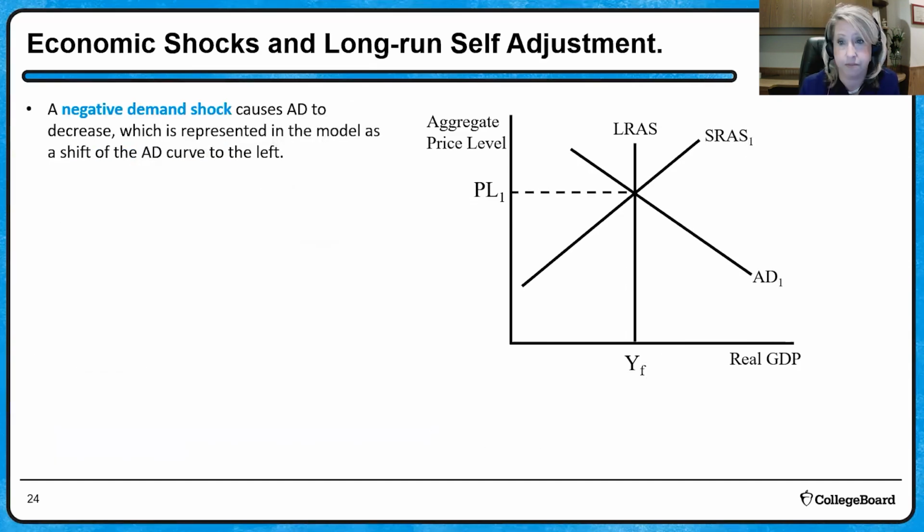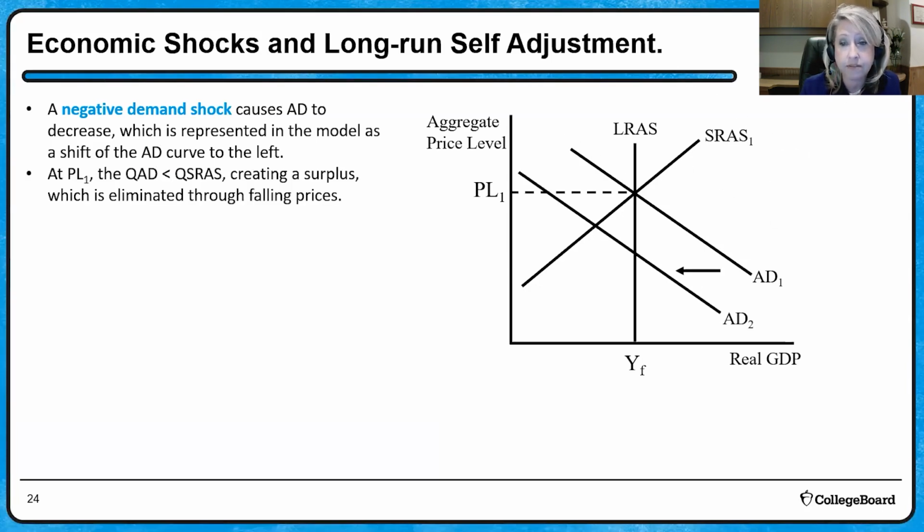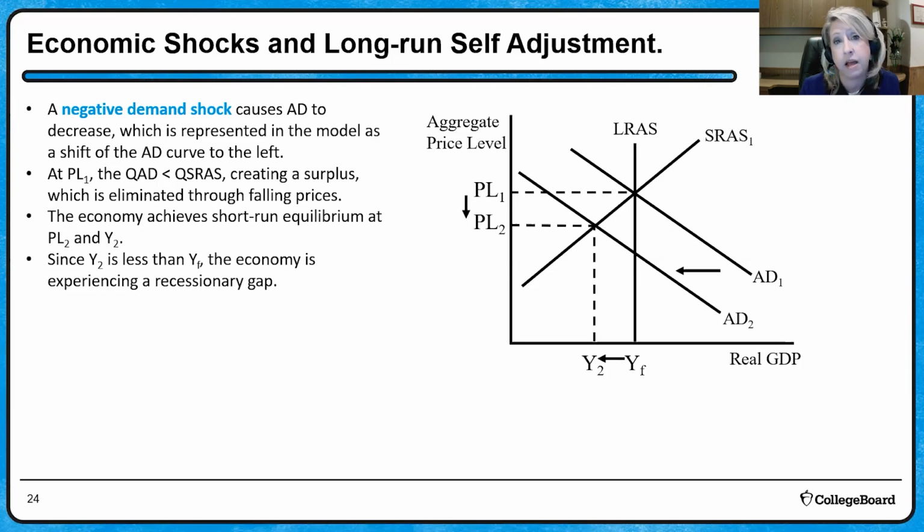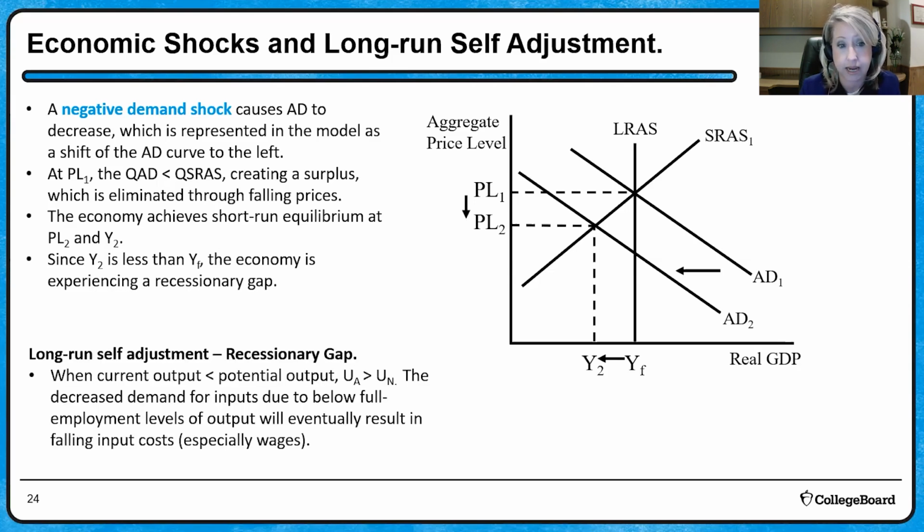So here's a negative demand shock. We have a decrease in aggregate demand that causes the aggregate demand curve to shift to the left. At our original equilibrium price level, now we have a surplus. That surplus is eliminated through falling prices. We end up at a new short run equilibrium price and level of output. And since Y2 is less than YF, that means we're in a recessionary gap.